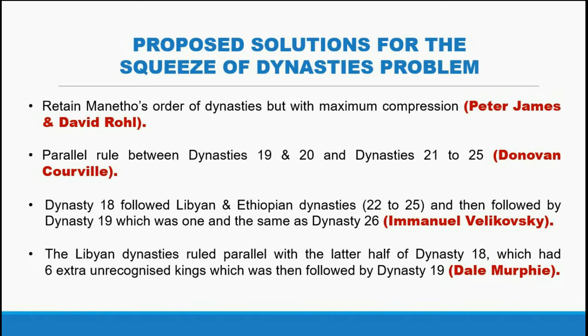And Dale Murphy proposes that the Libyan dynasties ruled parallel with the latter half of Dynasty 18, which he believes had 6 extra unrecognized kings, and then it was followed by Dynasty 19, which he starts slightly before and parallel with Dynasty 26. Now let's look at these solutions in a little bit more detail now.